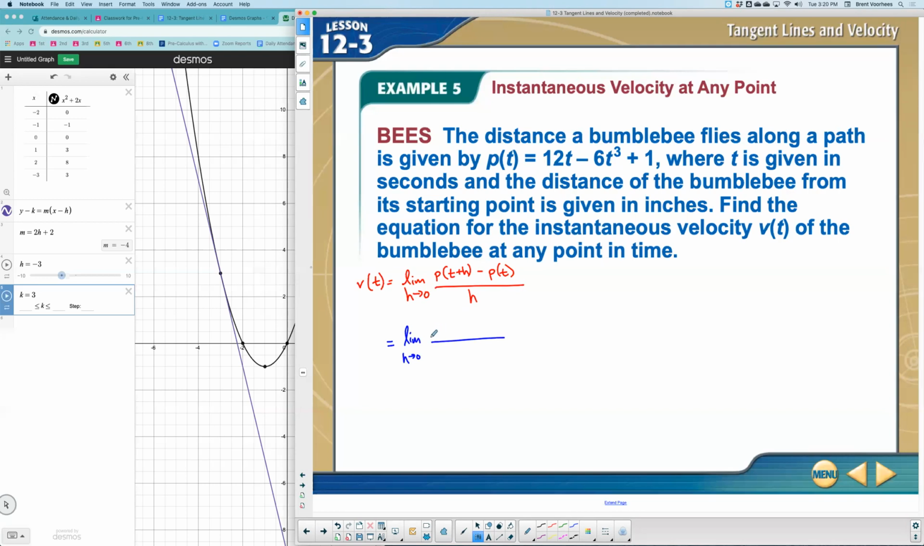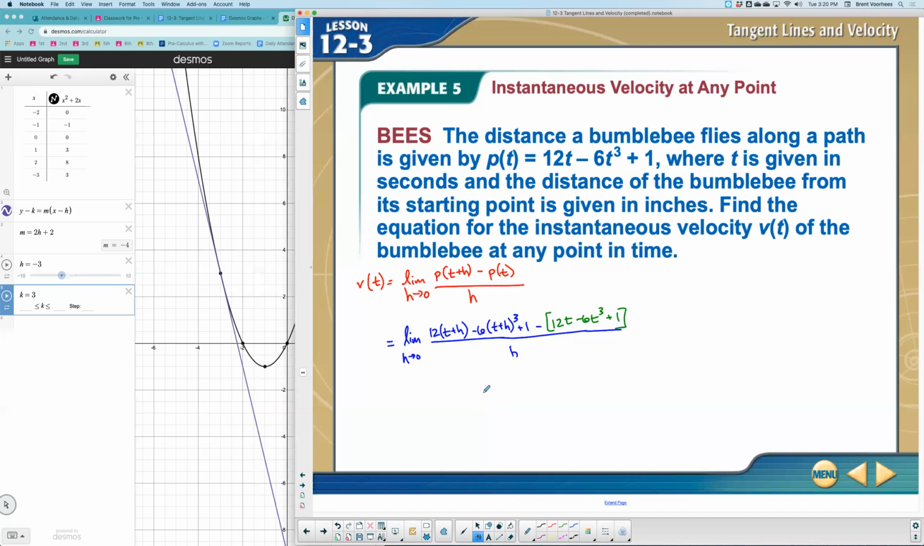we're going to plug in t plus h in here. And so we'll have 12 times t plus h minus 6 times t plus h, quantity cubed. That'll be fun here in a moment, plus 1. And then we will have minus, and I'm going to throw in a different color, p of t itself, 12t minus 6t cubed plus 1. And all this will be divided by h.